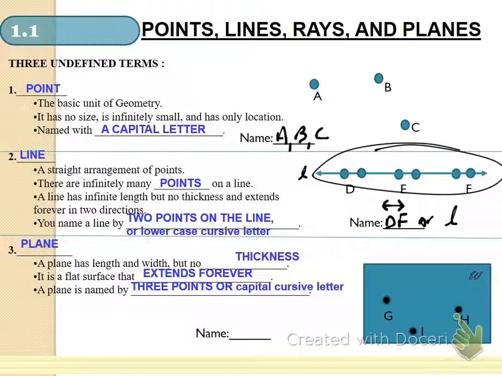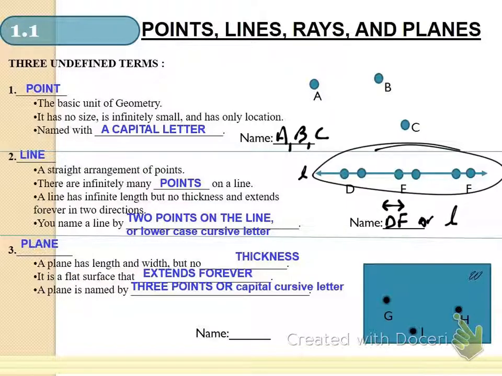You are welcome to use any 2 points on this line, like we said before. So we could call it line DE, line FE, line FD. There are a lot of different options there, or that lowercase l. Okay? So it has an infinite length, but not anything that we can measure, and not a thickness.